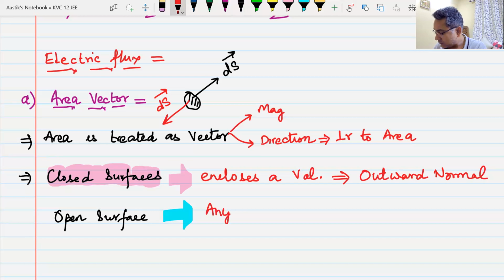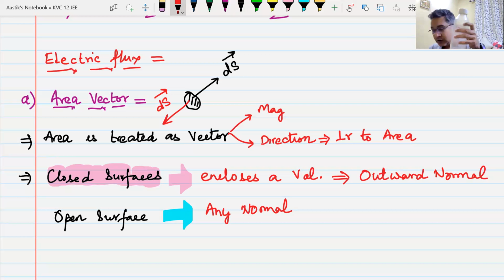Normally, the direction of area vector for an open surface will be given to you in the question itself. If it is a closed surface, it will not be given to you. You have to take it as the outward normal.